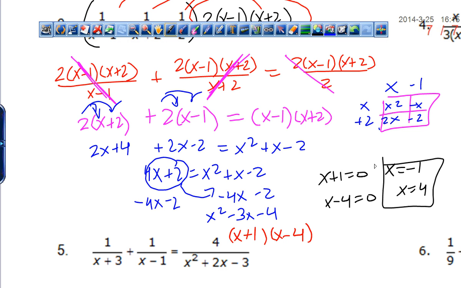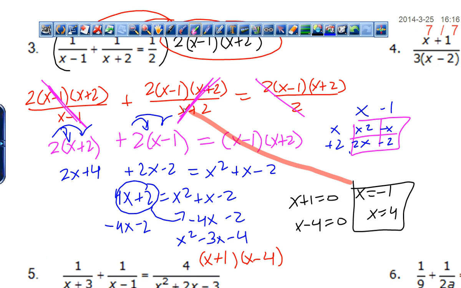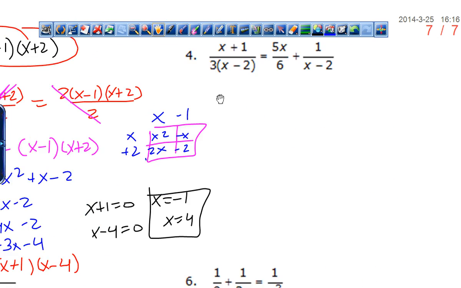positive 4. Now the last thing that we need to do is double check. So discount double check here. We're going to take negative 1, put it in for the x here and there, and if it gives me 0 on the bottom, then it doesn't work. Well, negative 1 minus 1 is negative 2. That's cool. Negative 1 and 2 make 1. That's cool. If I take 4, put it into both of those, I get 3 and 6. That doesn't give me 0, so both of them work. If one of them does not work, then it's not a solution. So if negative 1 gave me 0 on the bottom, I would cancel that out, and it would just be 4. All right? Go ahead and pause it, and I'm going to show you the answer to number 4.